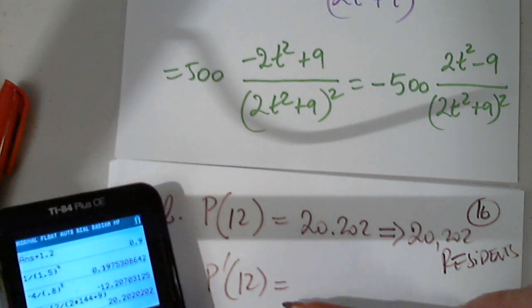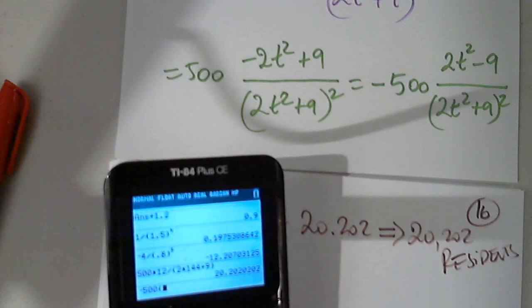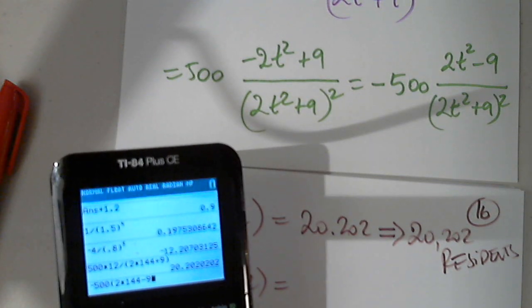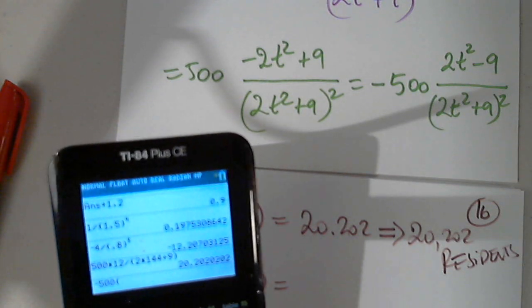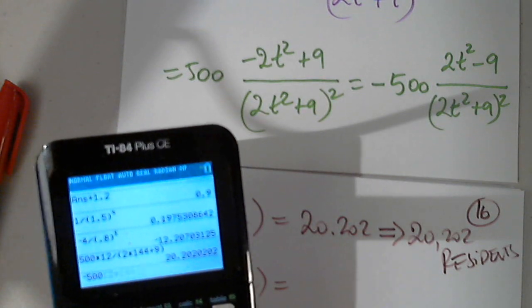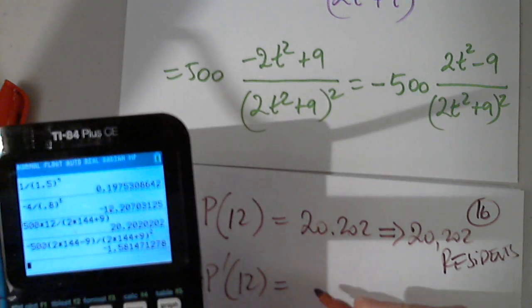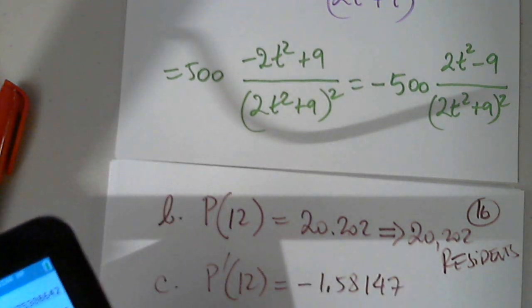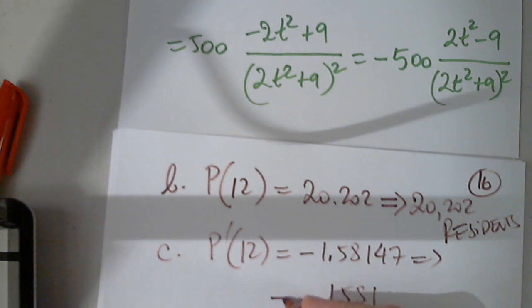Now when I'm asked to find p prime of 12, careful with negative 500. Now you need parentheses top and bottom. So 2 multiplied again by 12, which I know is 144, and minus 9, must close the parenthesis at the top, must divide, must open another 2 multiplied by 144, and then plus 9, close, and put power 2 for the denominator. And when I press enter, I get negative 1.58147. So that really means minus 1581, and I need the measurement unit.